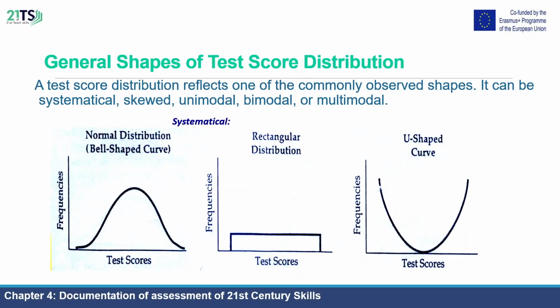While the test scores fall into the U-shaped curve, it shows us that the performance is clearly separated, or we can say that the group of students could be separated or divided into two different groups.